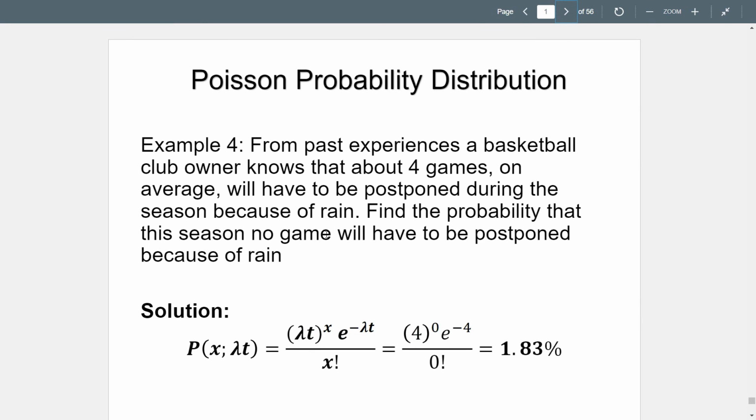So you'll have 14.65%. From past experience, a basketball club owner knows that about 4 games on average will have to be postponed during the season because of rain. Find the probability that this season no game will have to be postponed because of rain. So 0 games will be postponed, so that is x, and your lambda is 4. So 4 raised to 0, over 0 factorial, times e raised to negative 4. Recall that 0 factorial is always equal to 1. That will give us a 1.83% probability.